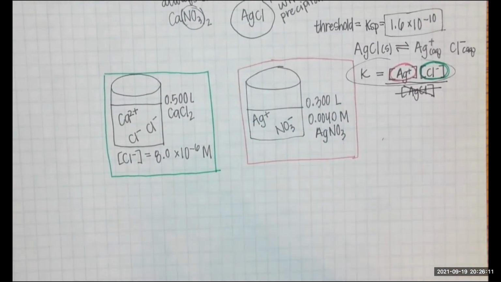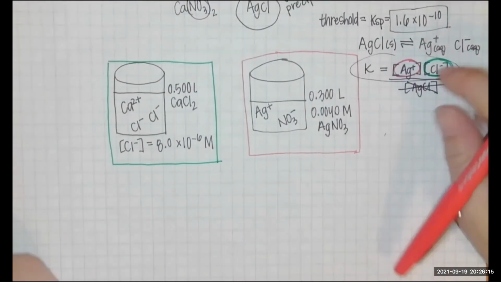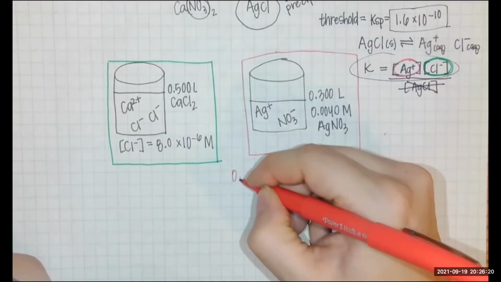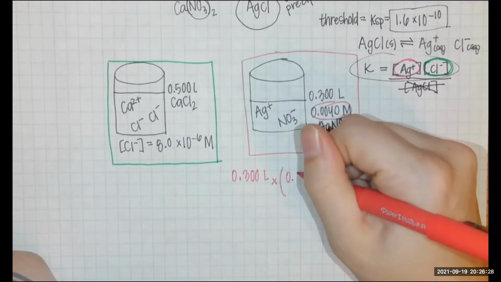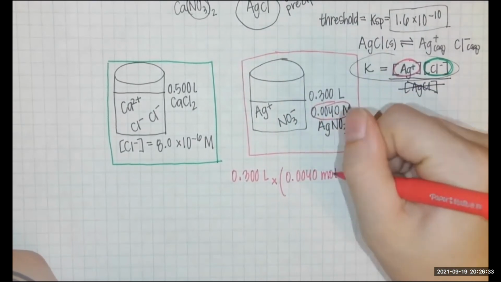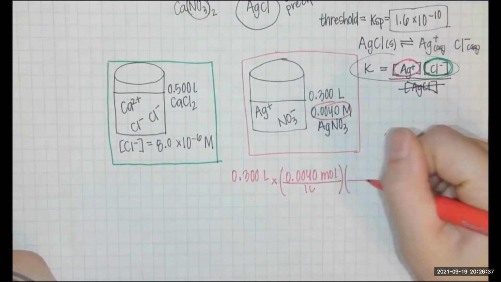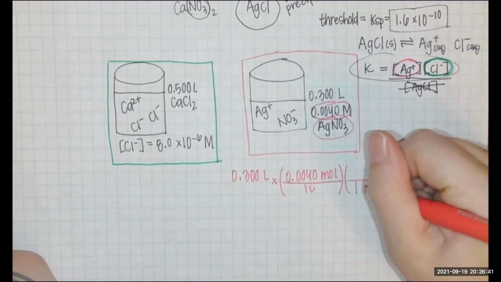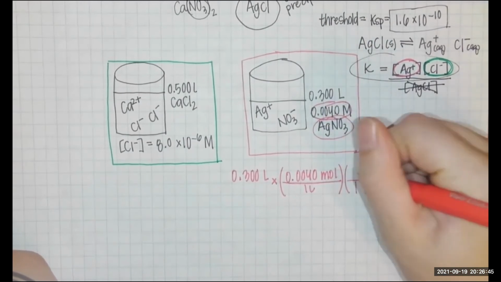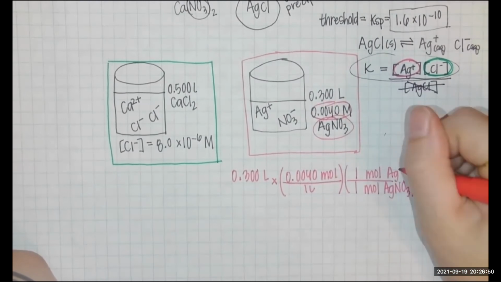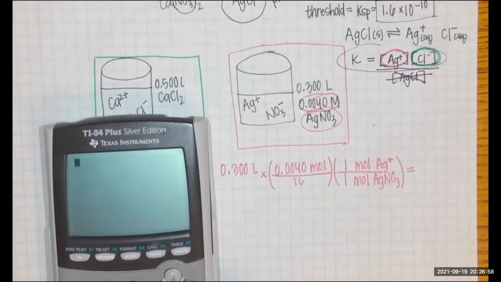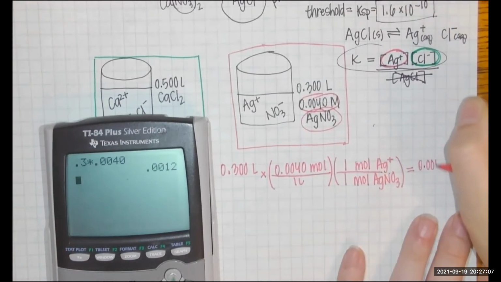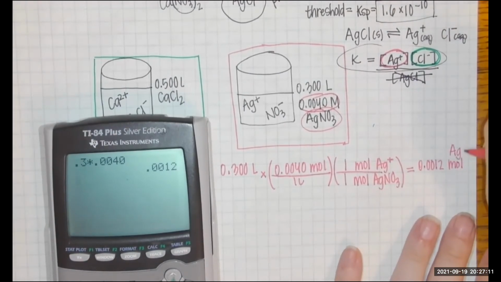I'm going to start with the silver. I need to get the concentration of the silver ion. I have 30 milliliters, concentration of 0.004. And every time one of the silver nitrates breaks apart, I get one silver ion. This is how many moles of silver I have.